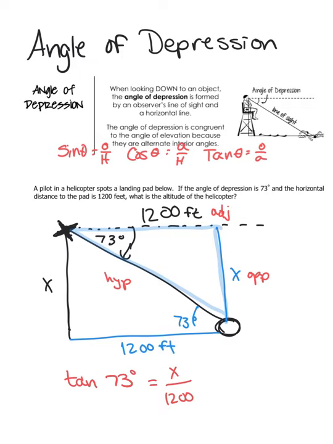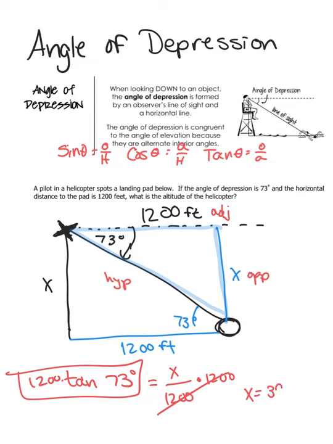In this case, my variable's in the numerator, so this is a one-step problem, so I'm going to multiply both sides by 1,200. So I get 1,200 times the tangent of 73 degrees, and that tells me that x is equal to 3,925 feet. So that means that my helicopter is 3,925 feet off the ground.